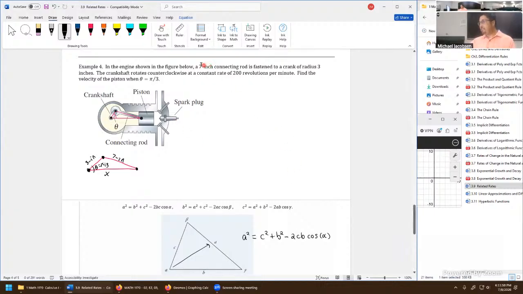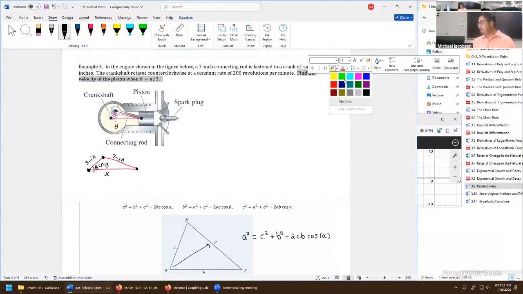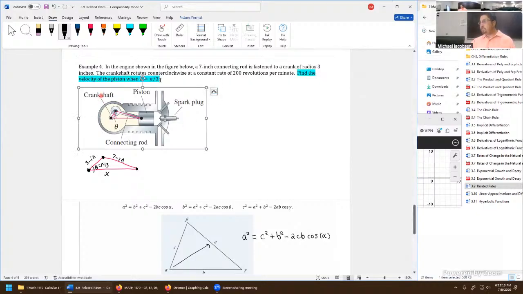So here's all that information copied down below into this diagram. Everything except for the question, well, it's less of a question, more of a demand. Find the velocity of the piston when theta is pi over 3. So let's write down what the question is of the problem, the implied question.